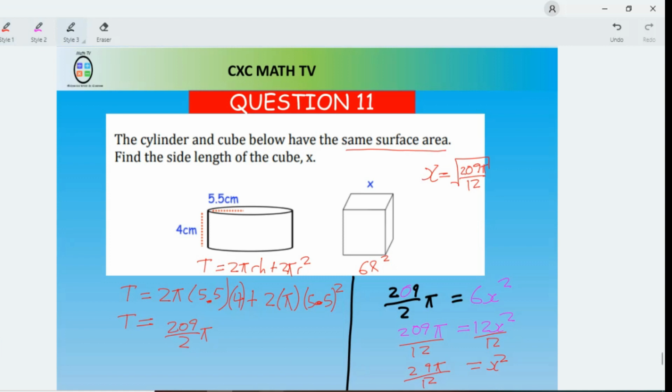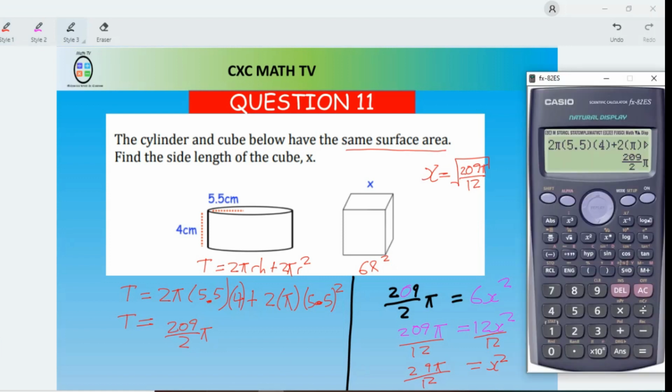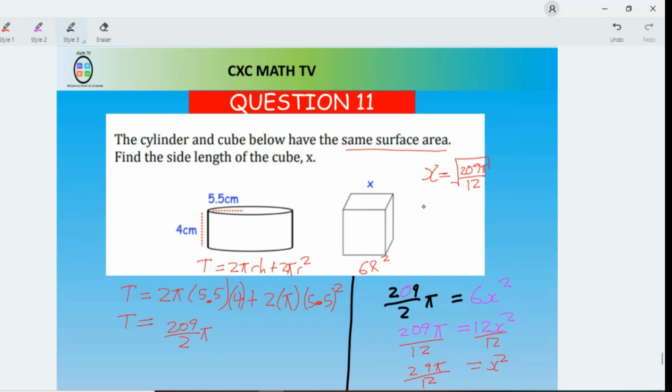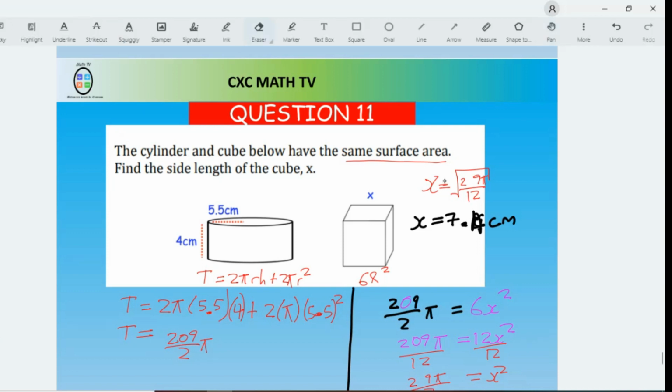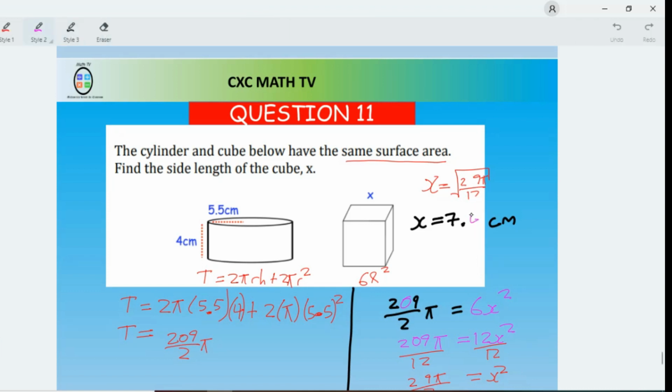So you're going to put that into your calculator. The 209 pi over 12, we square root it, and we'll get 7.4. So x equals 7.4 centimeters. That's it, 7.4. Very, very nice. That was an entertaining question nonetheless. Very entertaining. 7.4 centimeters. That's it. Nice.